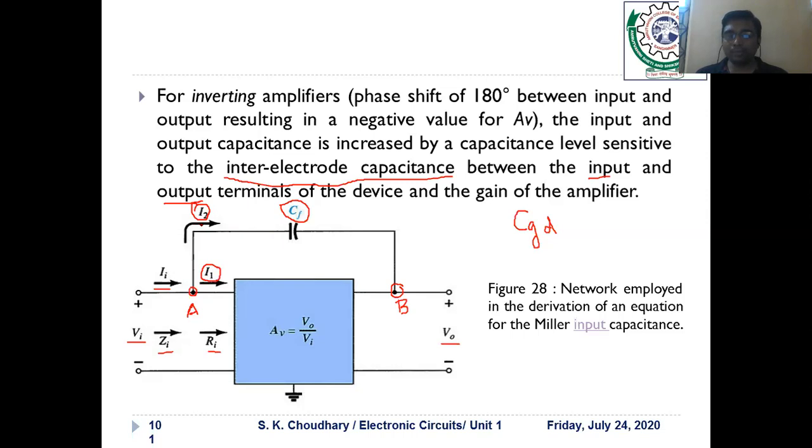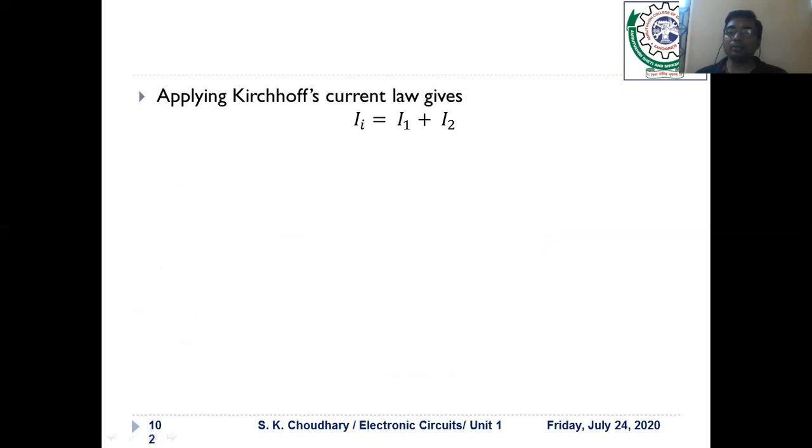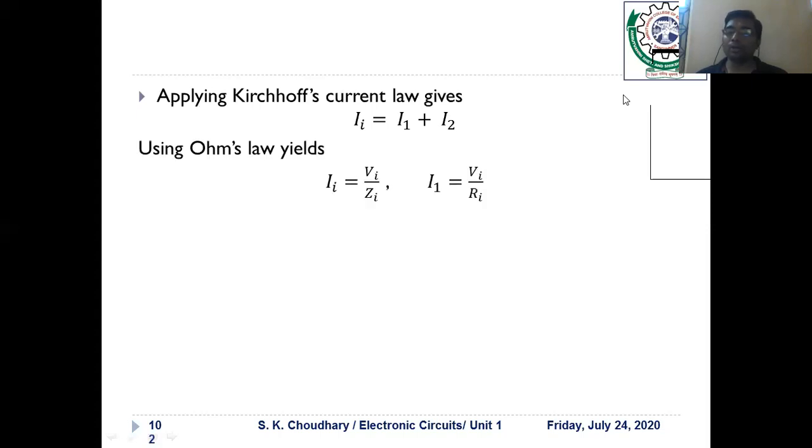Okay. Now from this particular node A, we use the KCL. So what is the relationship? Here Ii is equal to I1 plus I2, which you can see from this slide. So using Ohm's law, what is Ii? Vi upon Zi. And what is I1? That is Vi upon Ri.